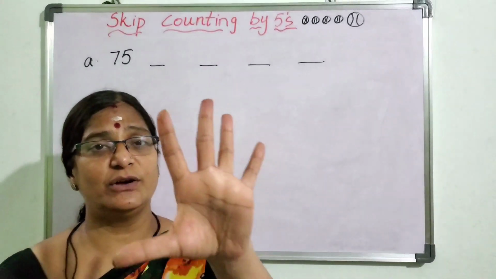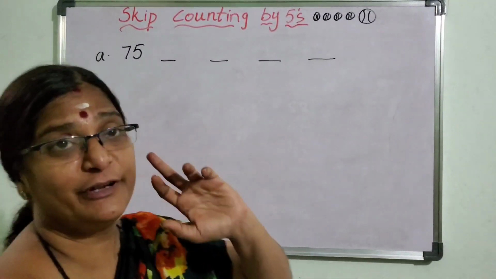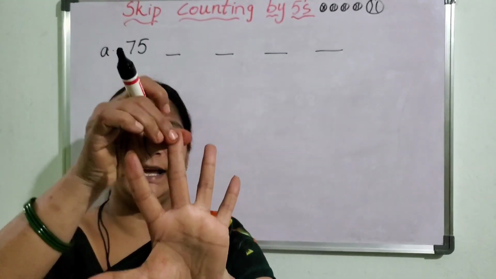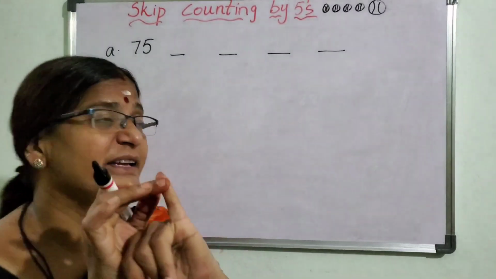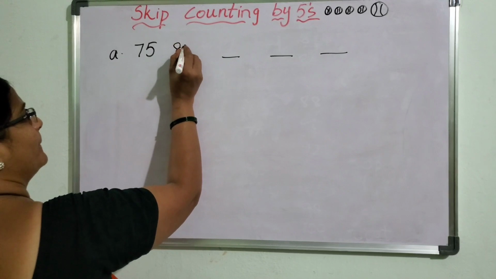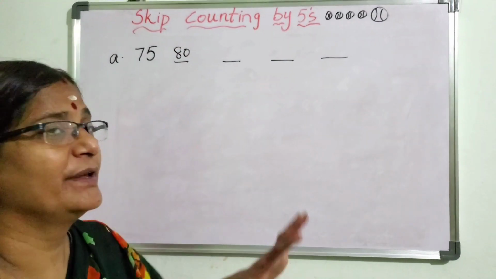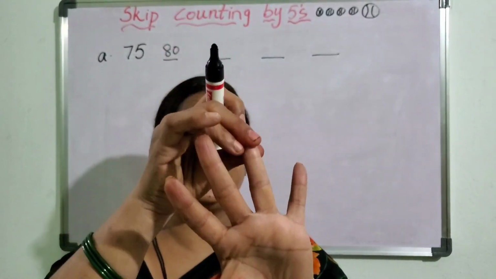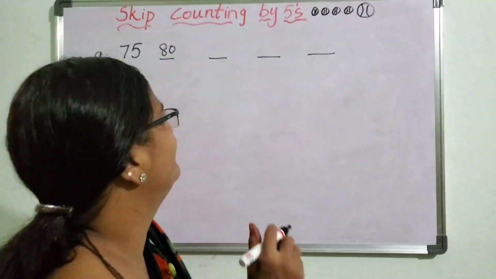Now, using your fingers, 75 finished. 76, 77, 78, 79, 80. Got it? Next, 81, 82, 83, 84, 85.